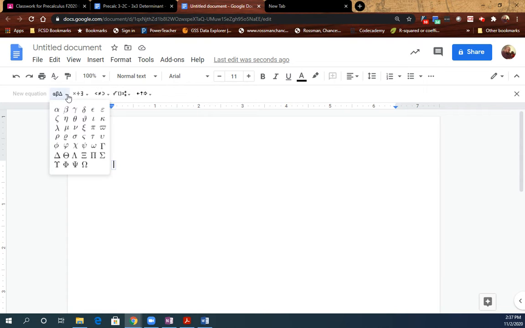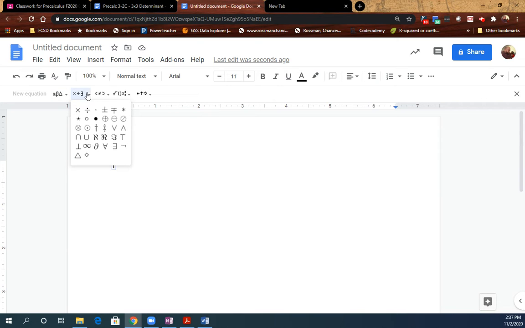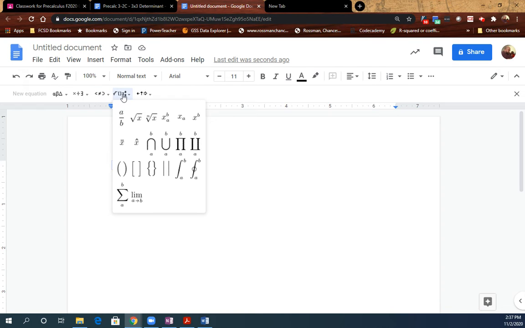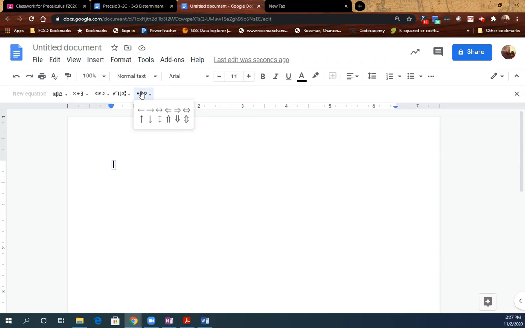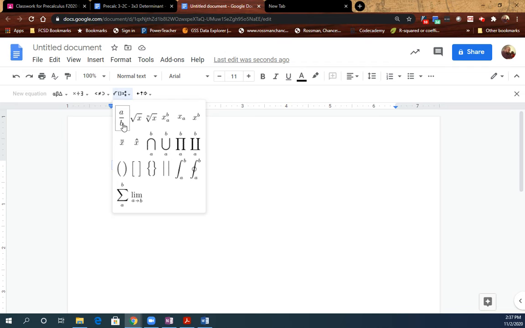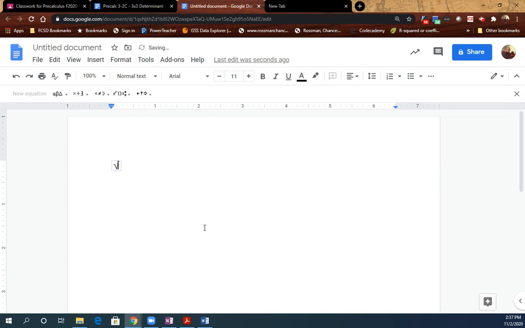If you want to use the Greek letters, mathematical symbols, your set notation and your inequalities, and you have mathematical symbols that require operations, and also you have your arrows. So if you're doing logic, so if I want to do a square root, I can just select square root, type in a square root, okay, and I can do to get in.